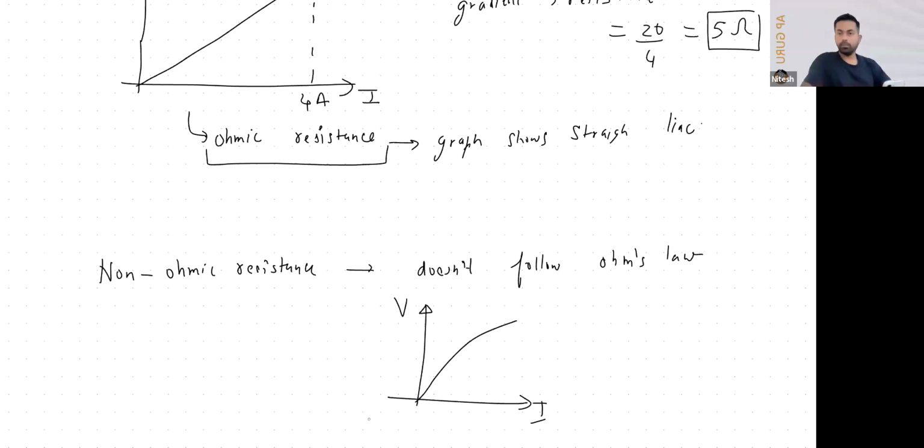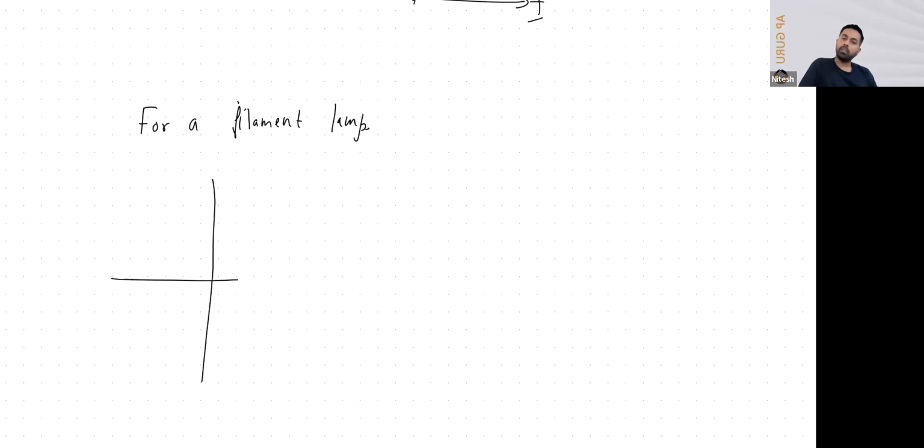Okay, let's move to the next one. For example, if I have a filament lamp, and you draw the graph between current and potential difference, let's say on this axis I have the current, on this axis I have the potential difference. The graph for a filament lamp comes out to be something like this. Now, this is non-ohmic, an example of non-ohmic.